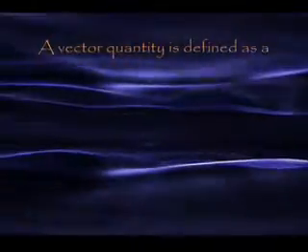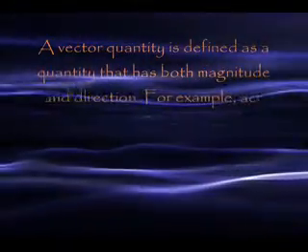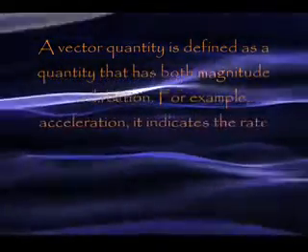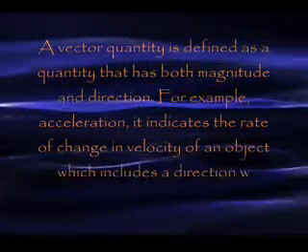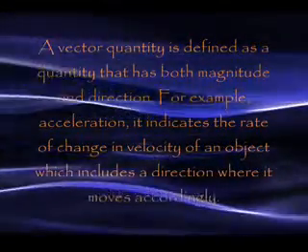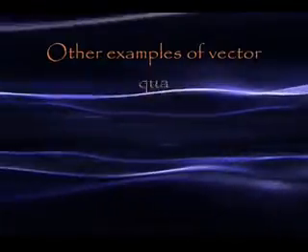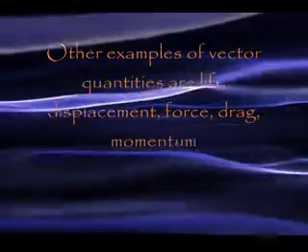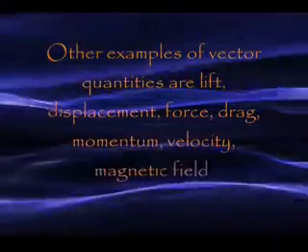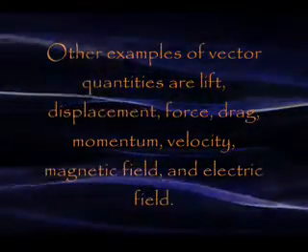A vector quantity is defined as a quantity that has both magnitude and direction. For example, acceleration. It indicates the rate of change in velocity of an object, which includes a direction where it moves. Other examples of vector quantities are lift, displacement, force, drag, momentum, velocity, magnetic field, and electric field.